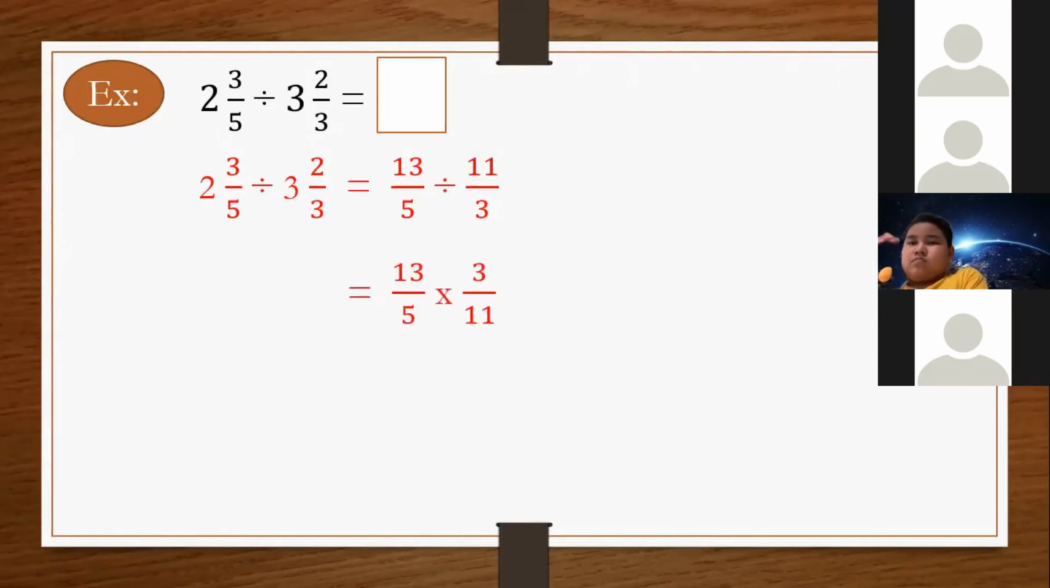13 over 5 times 3 over 11. 13 times 3 equals? 39. Very good. How about 5 times 11? 55. Very good. So our final answer here is 39 over 55.